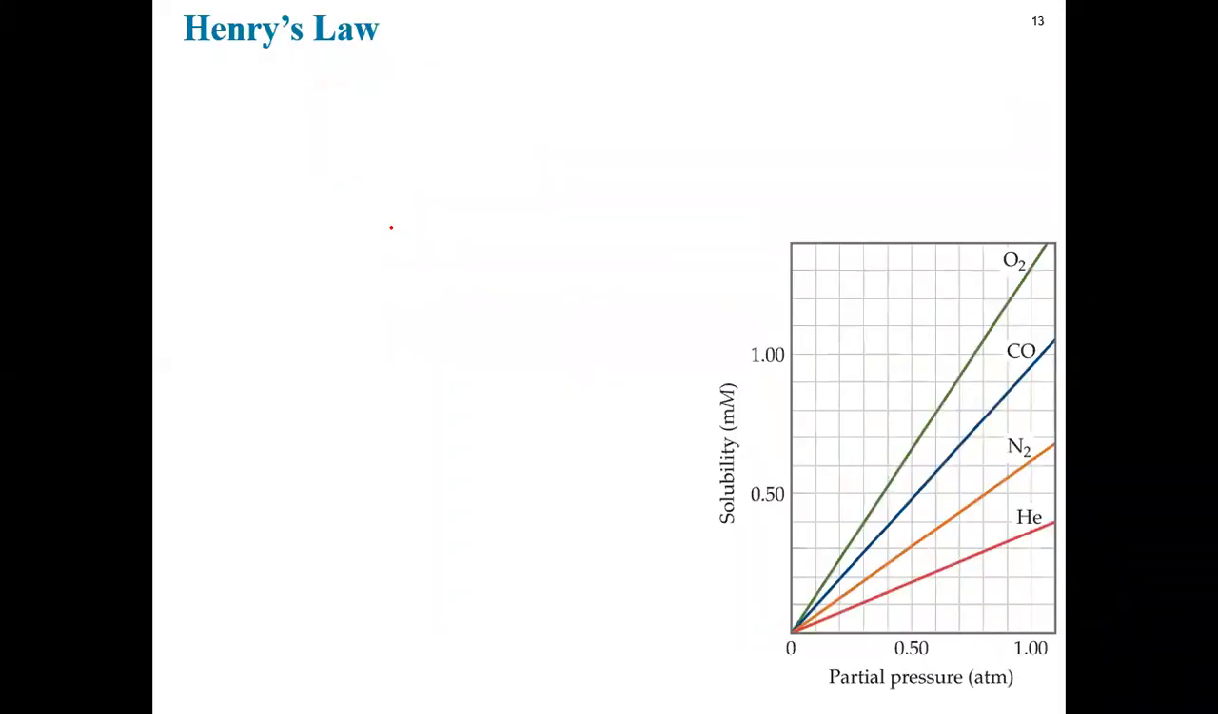Now you tell me, in this graph I show on this slide, what conclusion can you draw? Remember when you examine a graph, you want to see what the axes are and what the pattern of the lines is. In this graph, our x-axis is the partial pressure and our y-axis is the solubility. The graph is two-dimensional, with x and y coordinates, and we have quite a few gases: helium, nitrogen, carbon monoxide, and oxygen.